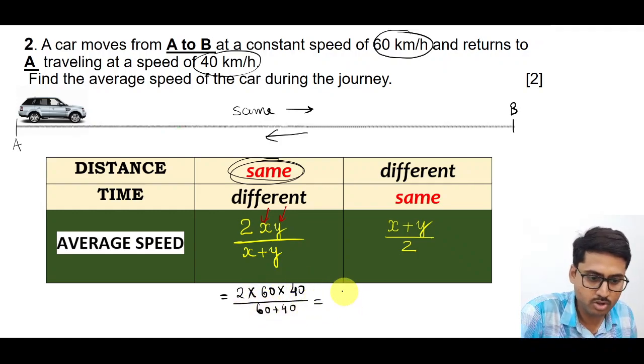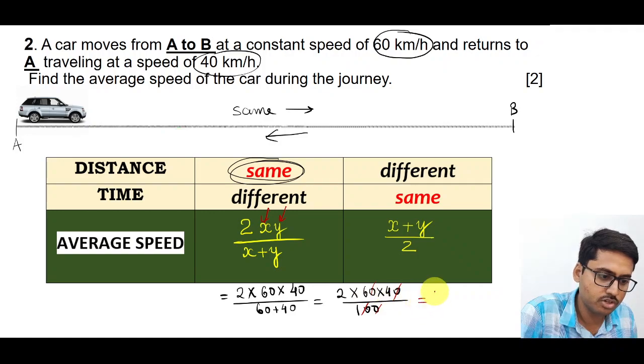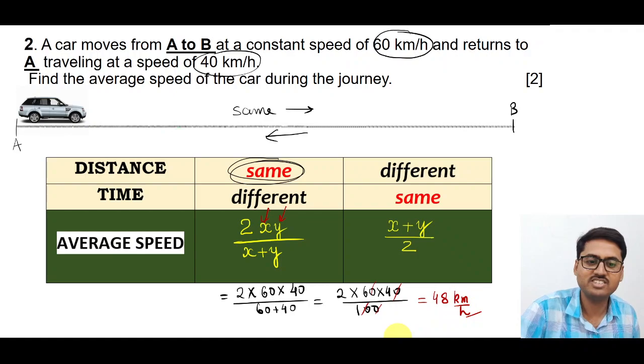Let us see how. So this is 2 into, I'm not multiplying right now, I'll keep it as it is, and then I'm getting 100 over here. Now we can cancel some zeros, so this 0 gets cancelled out. This is 2 into 6, 12 times 4 is 48 km per hour, right? So this is the answer.